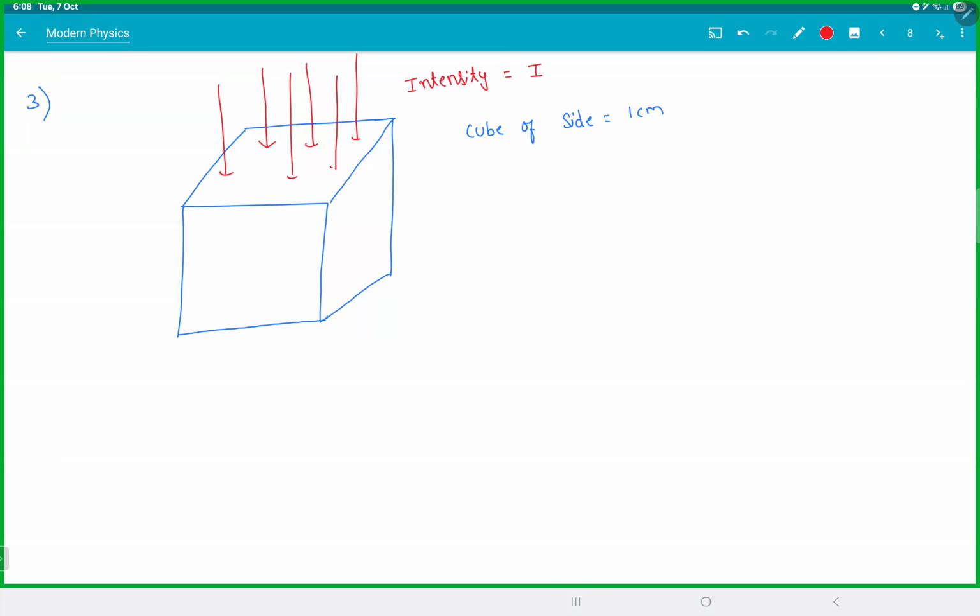Seeing this in waves, which is 10 watt per meter square. Lambda is 6,600 angstroms. Now, these photons are falling into the cube and passing through the cube. So every second, the number of photons entering is equal to the number of photons leaving. That means at any point of time, there will be some photons inside the cube. Find the number of photons inside the cube. I'm not asking you how many photons are passing through the cube. How many photons are inside the cube?